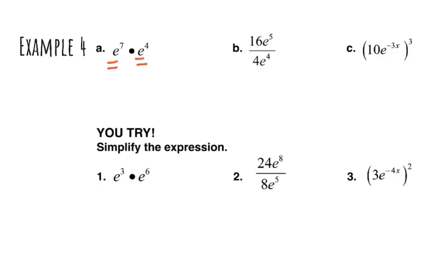So let's start with the first one. I have the exact same bases. They both have a base of e, and in the middle they are being multiplied. So my product rule would tell me that I need to add these exponents together, which would result in e to the 11th power.